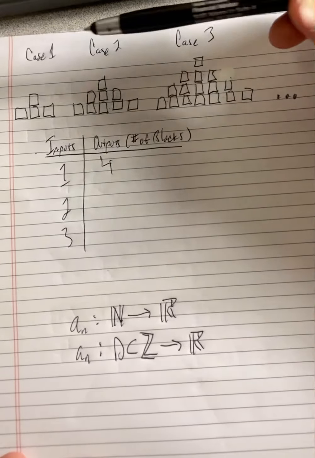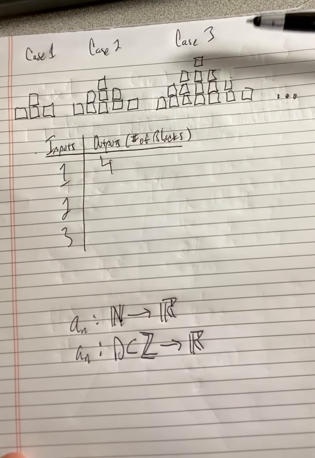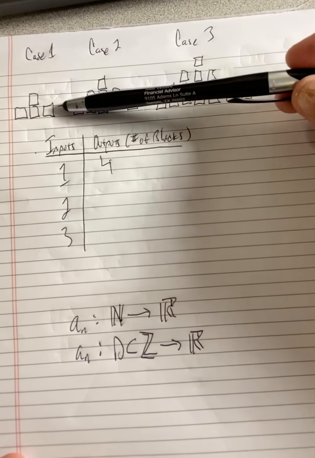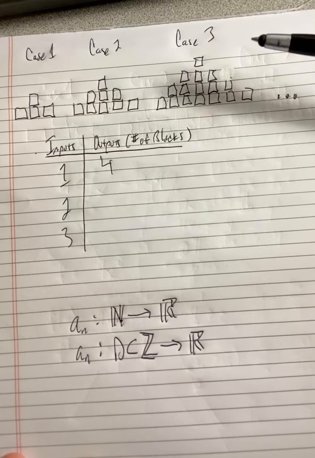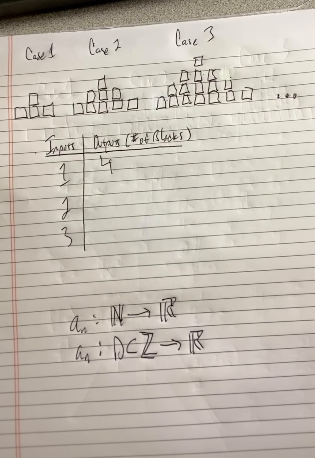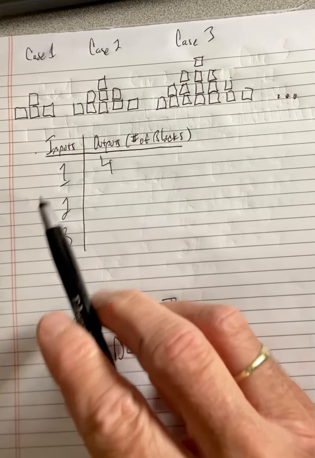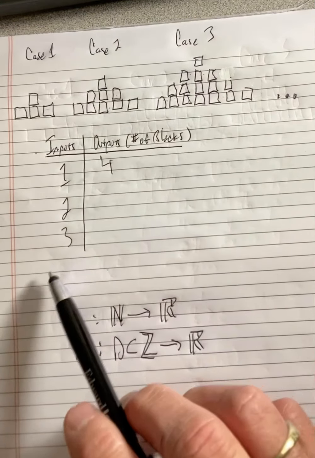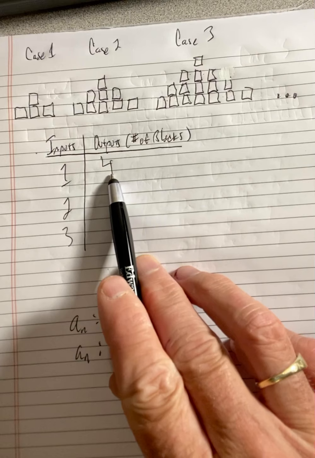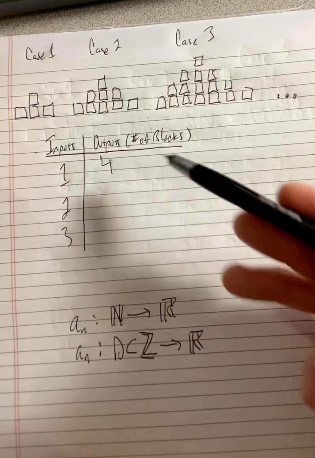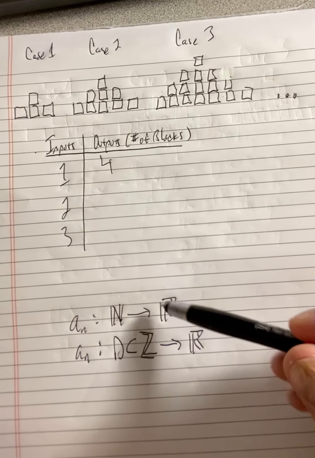In this case, we have a sequence here where the natural numbers 1, 2, 3 are being mapped to this shape, a geometric shape of some sort, a pattern of blocks. Okay, but we might ask, for every input, how many blocks are there, in which case we'd be going to numbers. So it doesn't have to be real numbers. It could be a pattern of blocks.